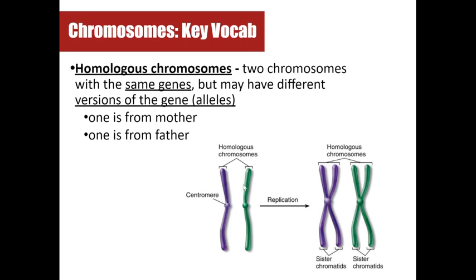So here is an example. We have our two homologous chromosomes here. They go through replication, and that's what makes a full chromosome. So even though the color is different because one comes from mother, one comes from father, they are still expressing the same gene, just in different versions because you get half from mom and half from dad.